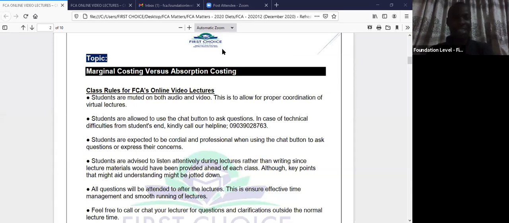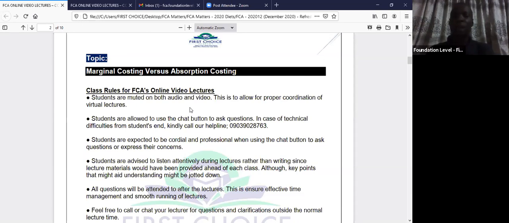Good evening. Last week, we had two lectures. The first one was on relevant costs. Then we entered absorption costing versus ABC. Now that's a very important topic you should note. It's usually tested frequently in MI. Now we want to go into marginal costing versus absorption costing.